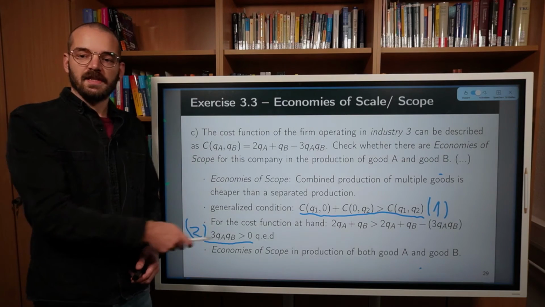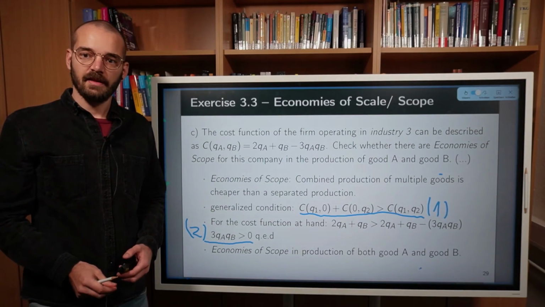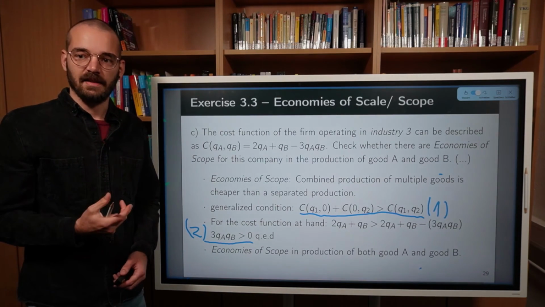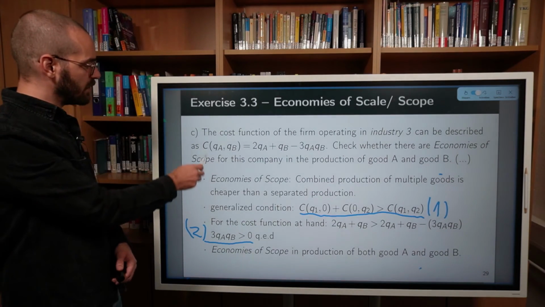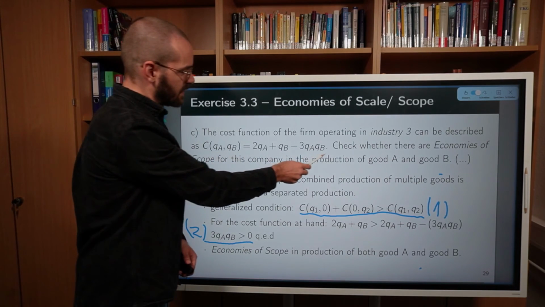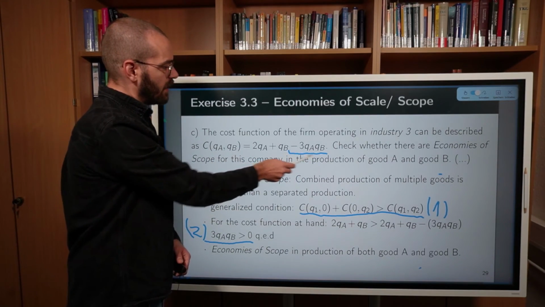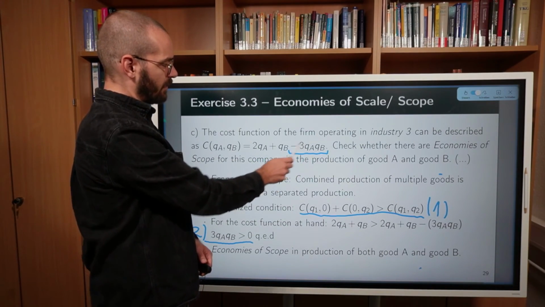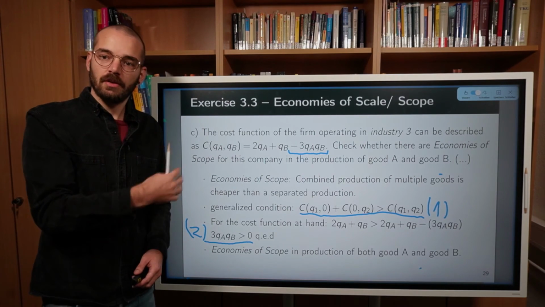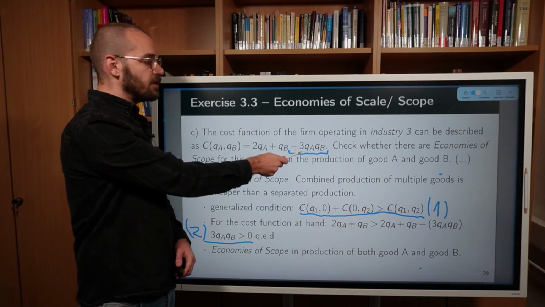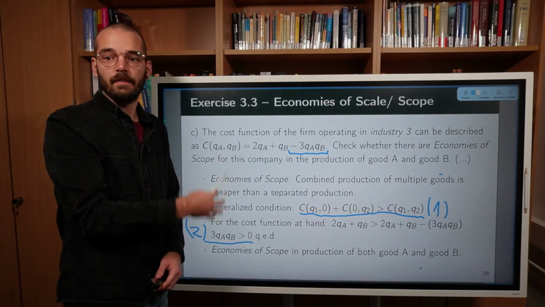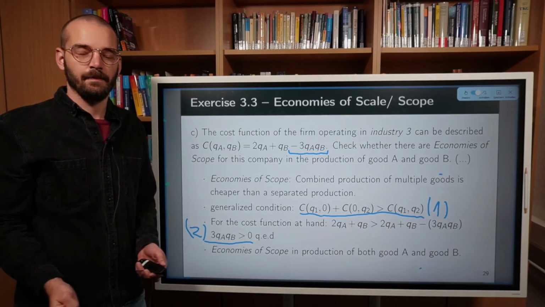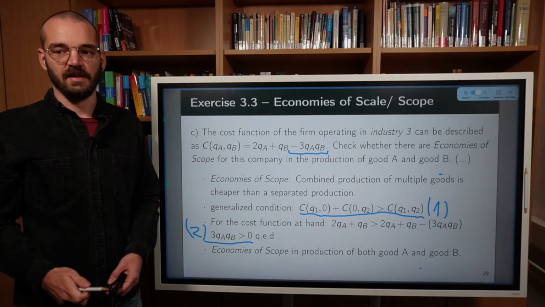We went through all of this math and logic in order to find this, but we can confirm that our result kind of makes sense, right? Simply by having a look at the cost function. Because we have this last term where we are subtracting something that depends on the product of both goods, right? So the production costs appear to decrease when there is some combination of these two goods. This already, of course, gives it away that there is economies of scope in this scenario.